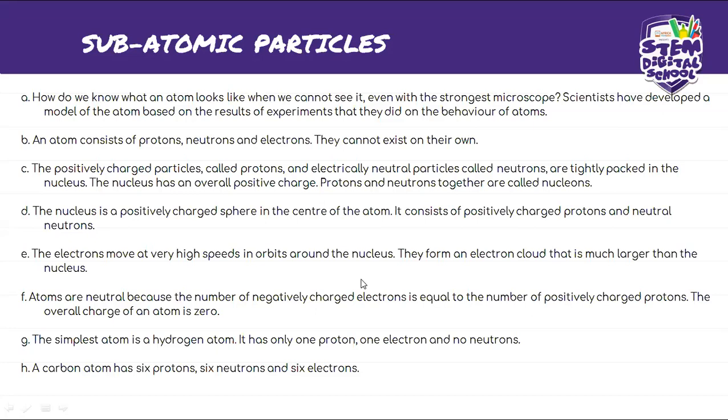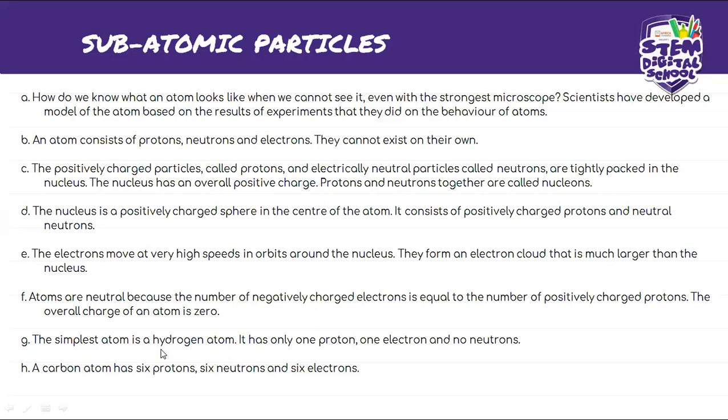Now, the next point says that the simplest atom is the hydrogen atom. It has only one proton and one electron and no neutrons. So if you look at the periodic table, the first element on top in the left-hand corner is the hydrogen atom. A carbon atom has 6 protons, 6 neutrons, and 6 electrons. Perfect.